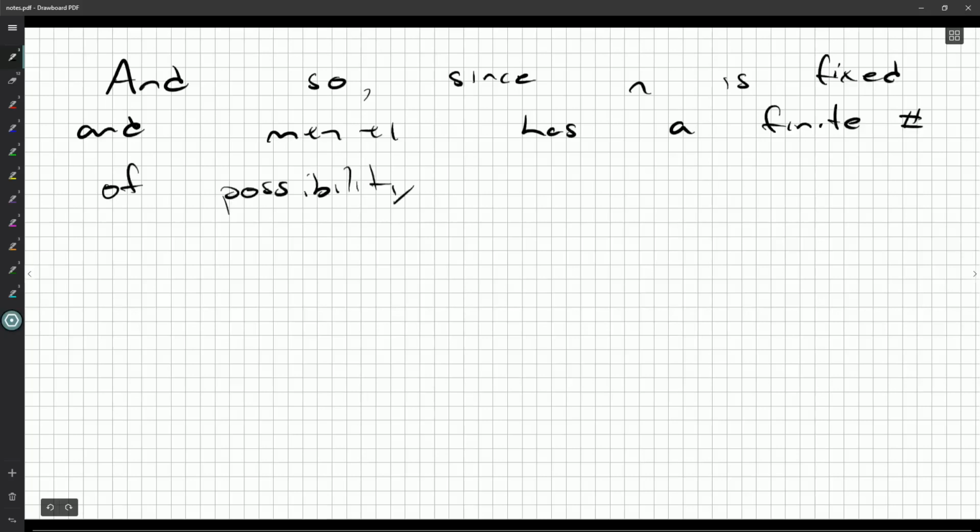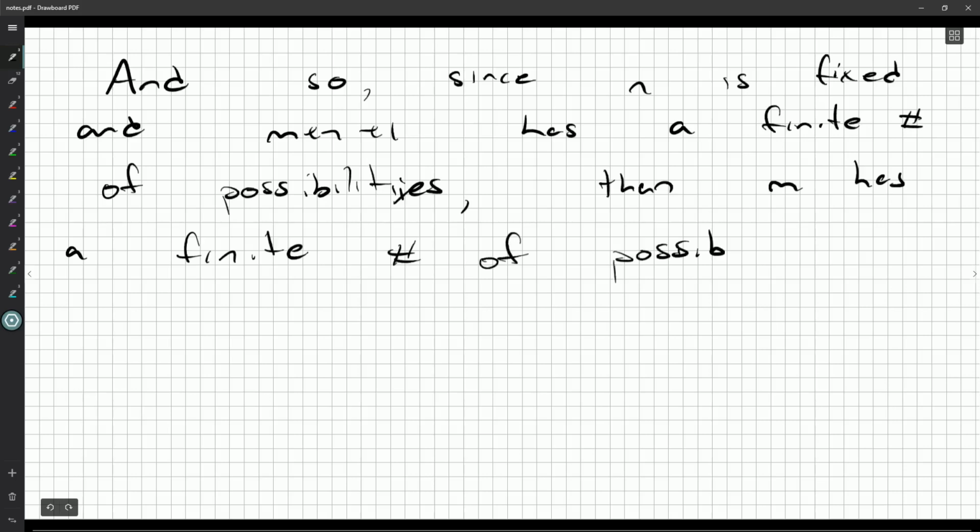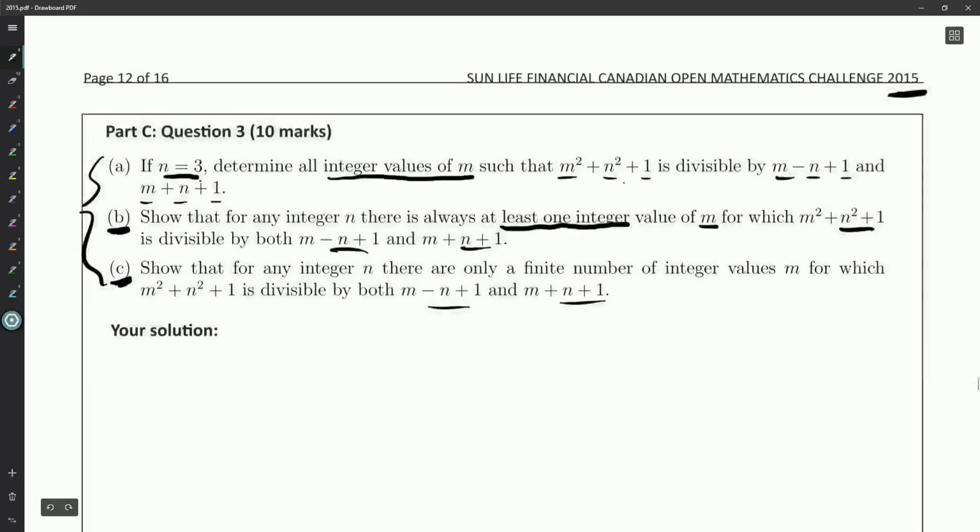How would we get m? We would just subtract n plus 1 from each of these. Then m has a finite number of possibilities. And that's what they wanted. For any n, there's only a finite number of values for m. We have shown it. So there we go.